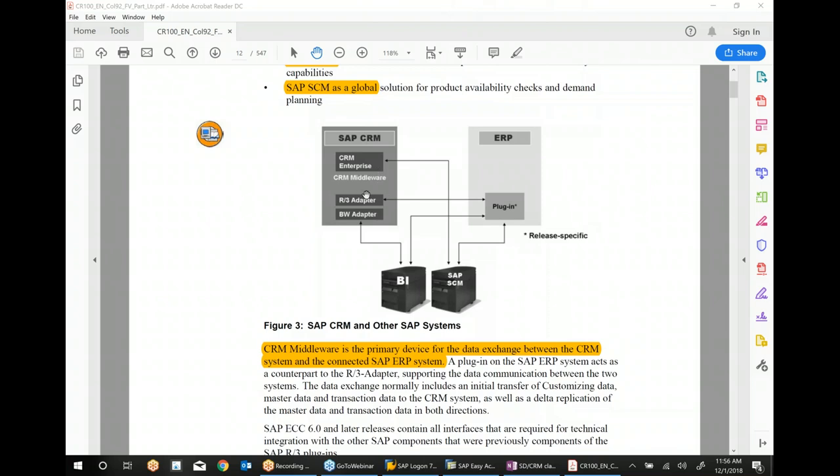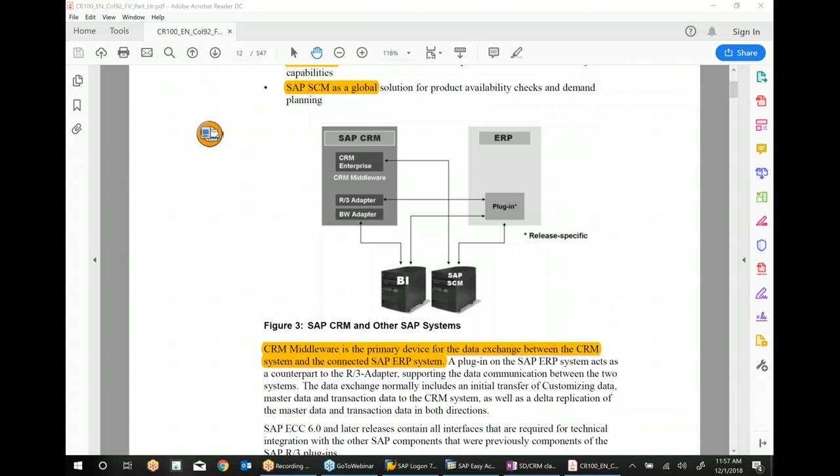SAP CRM also has something called middleware. Middleware is being used for integrating to the backend system. Then it also has something called adapters. So here we can have an R3 adapter and a BW adapter. The R3 adapter allows you to integrate with R3. The BW adapter allows you to integrate with BW. So an adapter is a bunch of programs which allow you to integrate CRM with other systems.